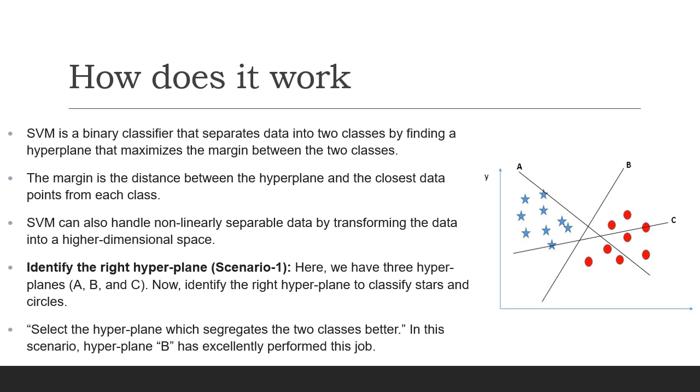SVM can also handle non-linearly separable data by transforming the data into higher dimensional space. Now, first we are identifying the right hyperplane. Here we have three hyperplanes like A, B and C. Firstly we should identify the right hyperplane to classify the stars and the circles. Select the hyperplane which segregates the two classes better. In this scenario, hyperplane B has excellently performed this job.